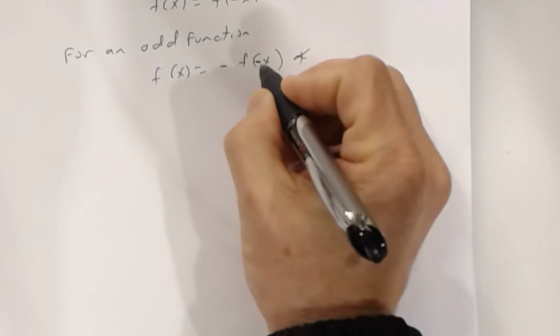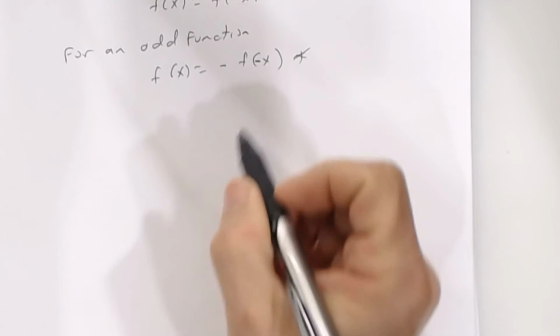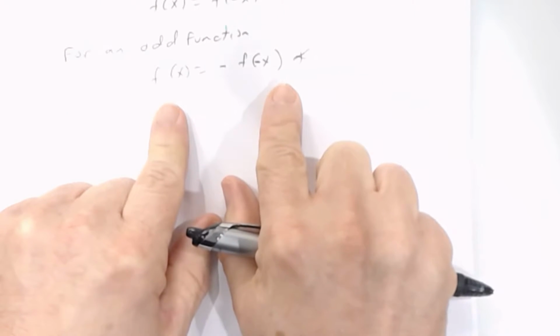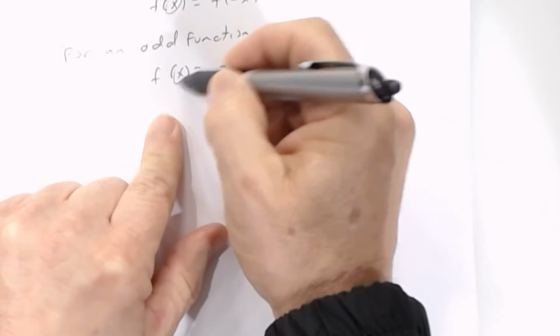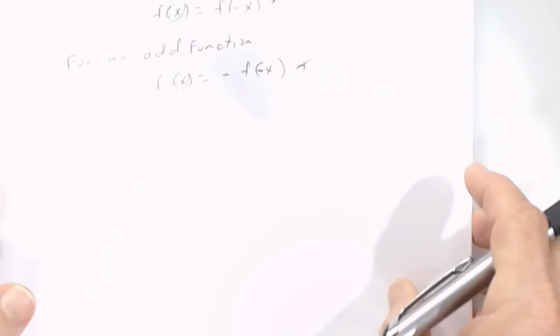I keep messing this up. There should be negative x right here. Make sure you write it as f of x equals negative f of negative x. That should be f of negative x. All right, so listen carefully. In both cases, see there's an x and there's a negative x, correct?